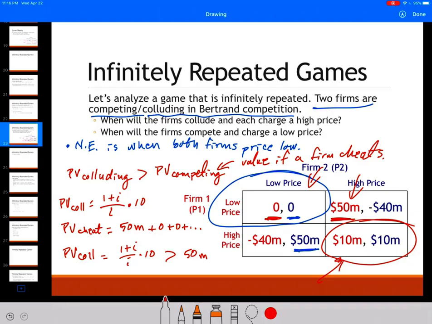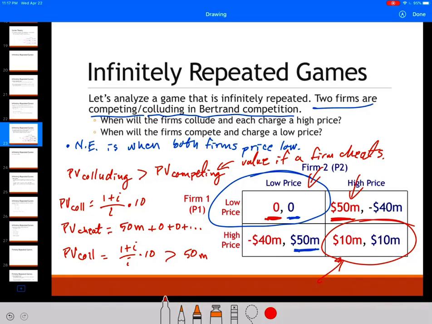If the interest rate was above 25%, now, interest rates are never above 25% unless you're talking about crazy junk bonds, okay? But let's suppose the interest rate was 30%. The reason why collusion can't work then is because of this. A firm could cheat on the other firm once, take that $50 million they get, and even though they never get another dime thereafter because they're in that low price war, that $50 million could then be invested at a 30% interest rate, and they would end up making more money than if they cooperated. That's one way to think about it, right?